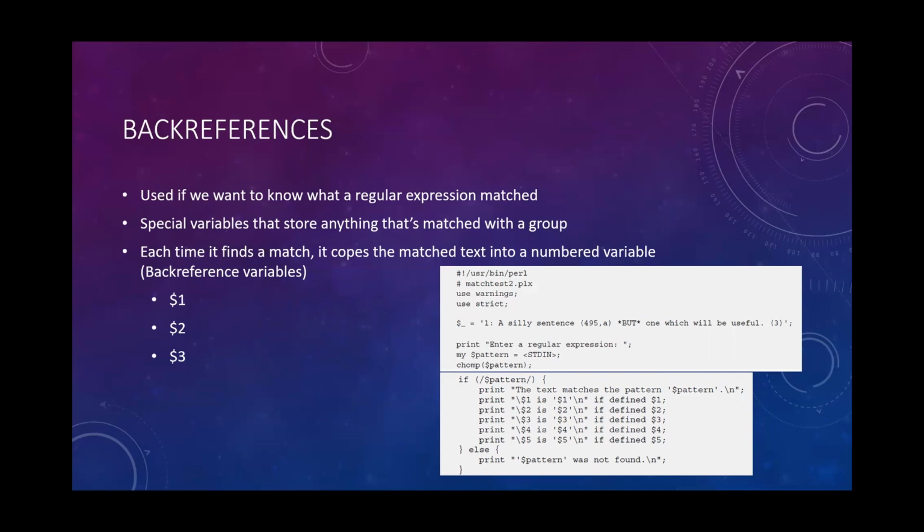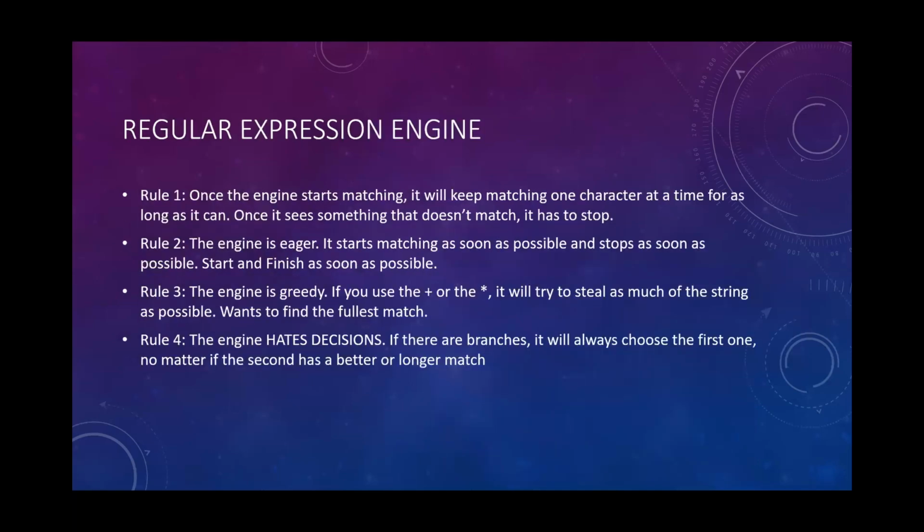So each time it finds a match, it is going to store that location in what we call this back reference variable. In order to access the back reference variables, all we do is it's $1, $2, $3 up until we run out of dollar signs here. So for example, a silly sentence, enter a regular expression, standard in. We're going to chomp the pattern, which is going to remove that carriage return at the end. And then if the pattern is within my sentence, I can say the text matches the pattern, and then I can go and indicate where it matched the pattern.